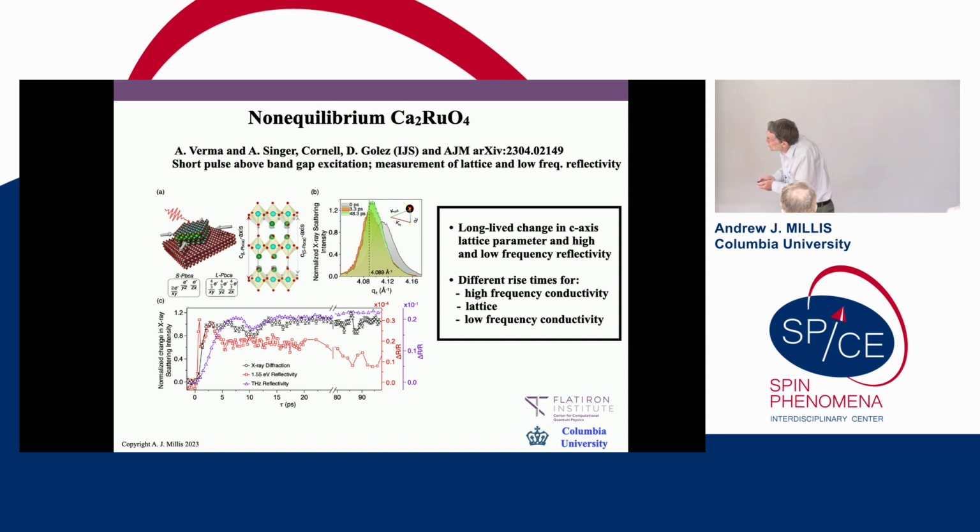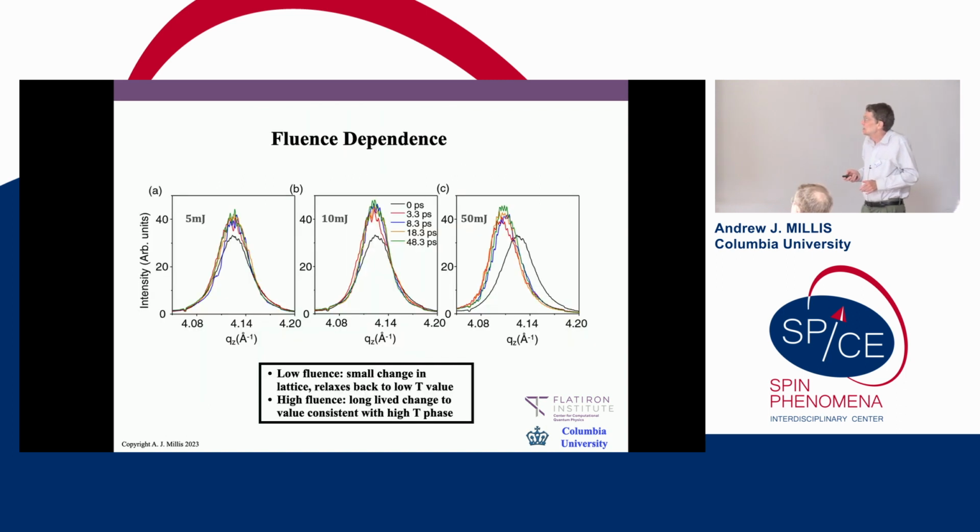On a slightly longer time scale, which you can see here, that's the black thing, the structure changes in this way so that the c-axis lattice parameter gets longer. And on a yet longer time scale, the low frequency reflectivity, that's this purple thing, changes, indicating that you're recovering a metallic state. Okay? And then all of these things last a very long time, meaning ballpark of 100 picoseconds. Okay, so what you get is a long-lived change of state with different rise times. Okay, so that's the experiments.